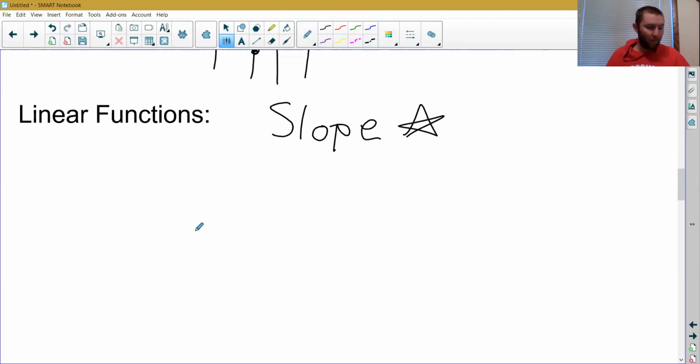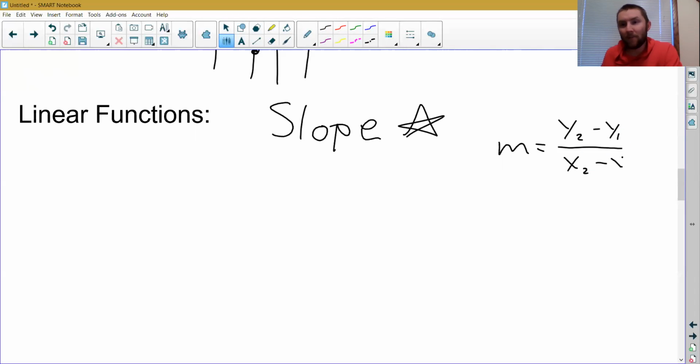So please go back and look at section 5.1 if you're unsure or can't remember a lot about slope, how to find it, right? With our slope formula, where we were subtracting our two y values, subtracting our two x values, making a fraction out of them, rise over run sort of stuff we were talking about, right? And then from there, we talked about linear functions in different forms, right?